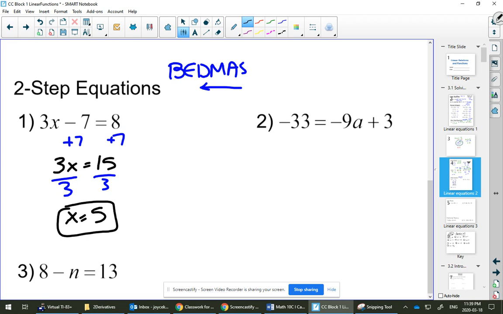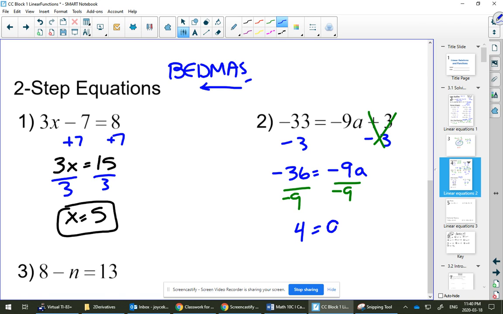At any point, feel free to write down the examples, practice them for yourself first, and then check them on the video. So I have here negative 33 equals negative 9a plus 3. The first thing is to get rid of the positive 3, because we're dealing with the adding and subtracting first. So negative 33 minus 3 is negative 36 equals negative 9a. We're going to divide by negative 9. That's the opposite operation. And we're going to get 4 equals a. Be careful not to always write x's. If the question calls for a variable of a or y or n, make sure you're using those.